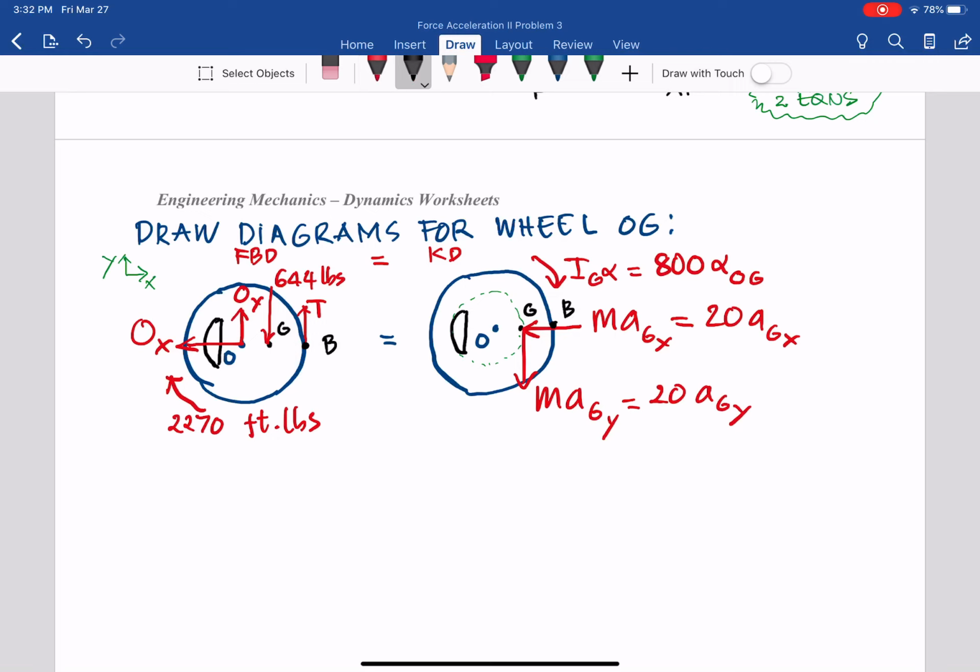Let's sum all the force in the x direction equal to MAGX. So from that we have negative OX on the left, and then the other side it will be MAGX, so it will be 20 AGX.